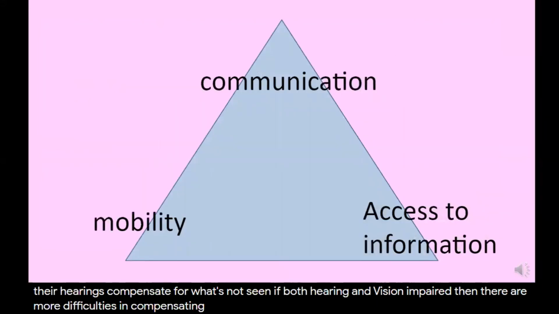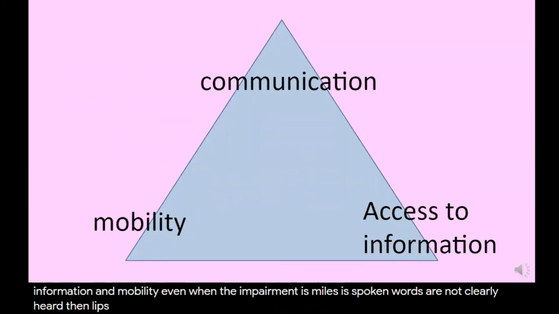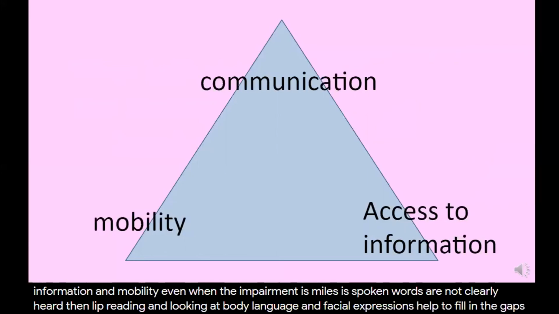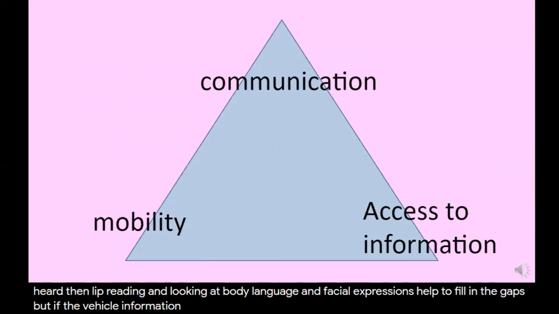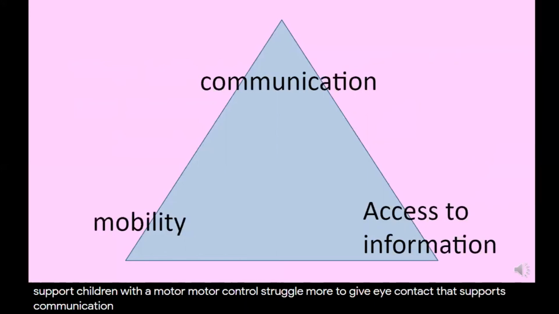Impaired vision and hearing impacts communication, access to information, and mobility, even when the impairment is mild. If spoken words are not clearly heard, then lip reading and looking at body language and facial expression helps to fill in the gaps. But if the visual information is difficult to see clearly, then the communication needs additional support. Children with eye motor control difficulties struggle more to give eye contact that supports communication.